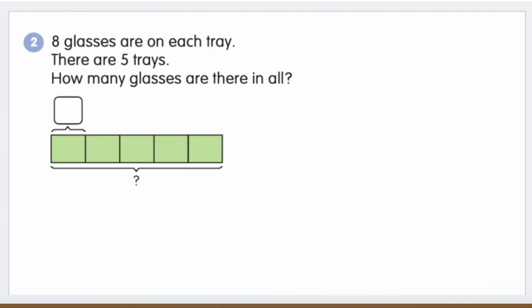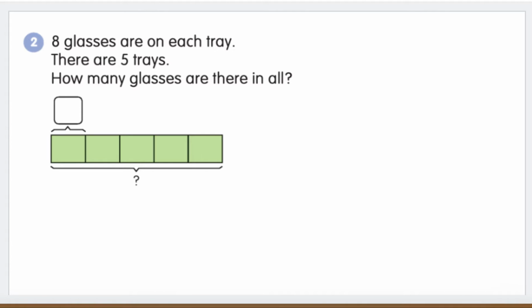In this problem, we already have our bar model here. We want to accurately fill in any information. And before even looking at the question, maybe start thinking about what the mathematicians might ask us to find out. Glasses are on each tray. There are trays. And I'm not even going to read the question.